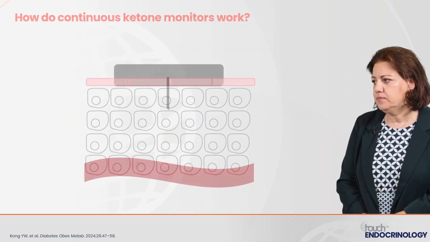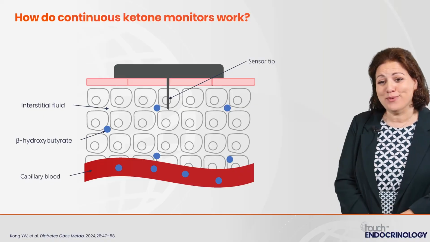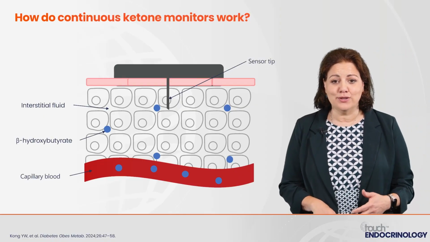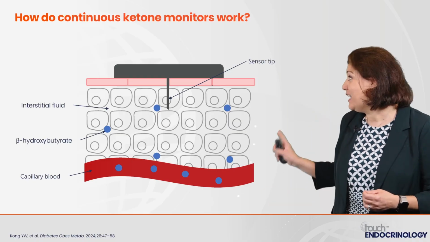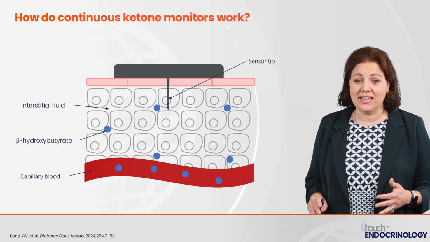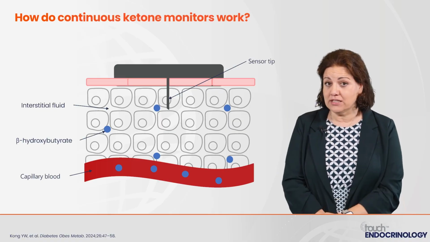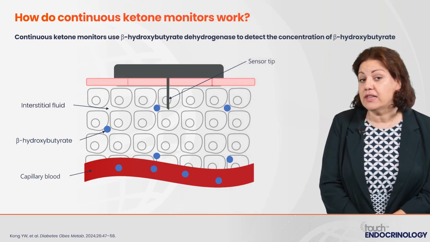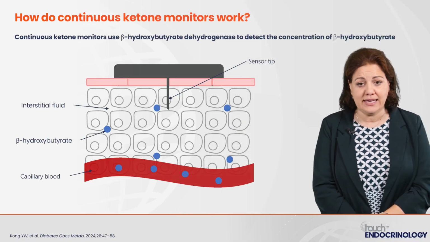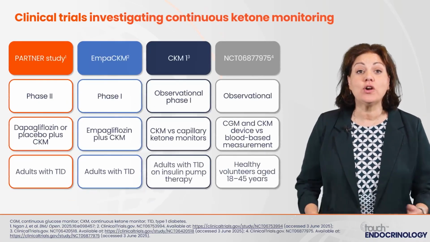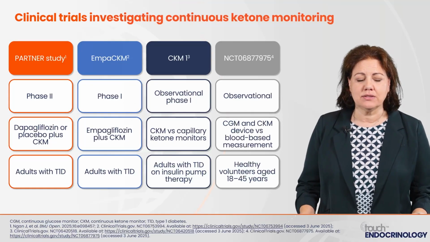So we know that continuous ketone monitors are in development today. And similar to continuous glucose monitors, these sensors would sit in the interstitial space under the skin and through an enzymatic reaction would detect beta hydroxybutyrate levels. As a reminder, that's the predominant ketone in DKA. In fact, continuous ketone monitoring technology is already being used for clinical trials.